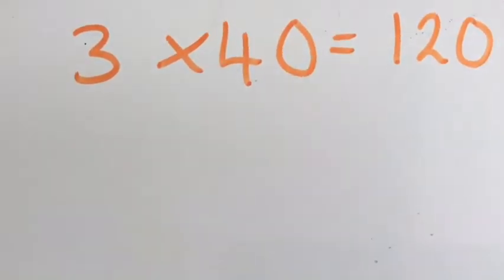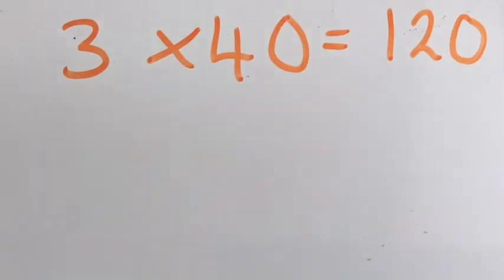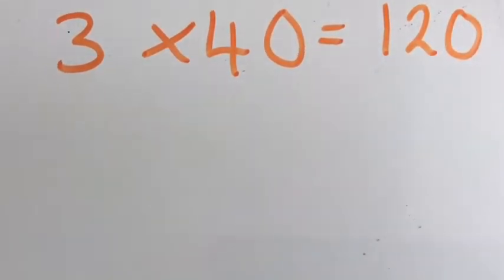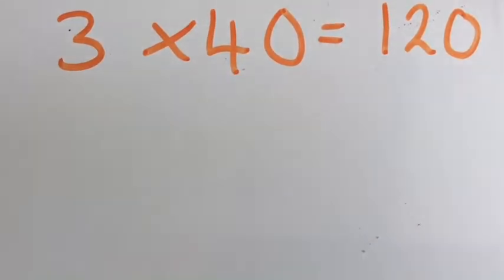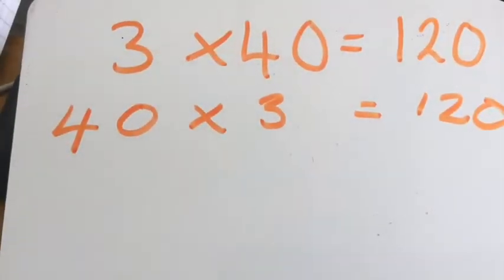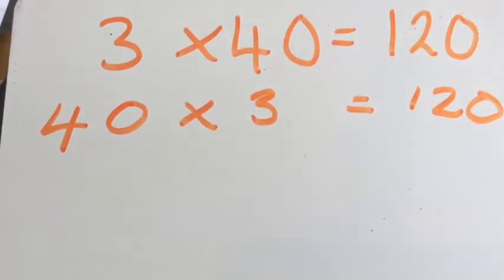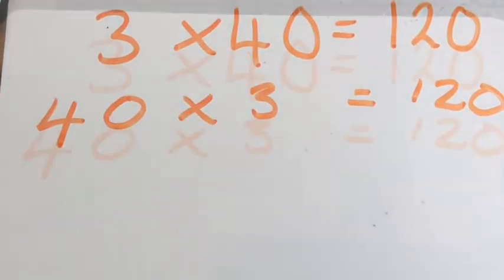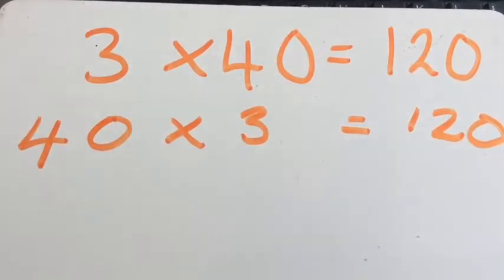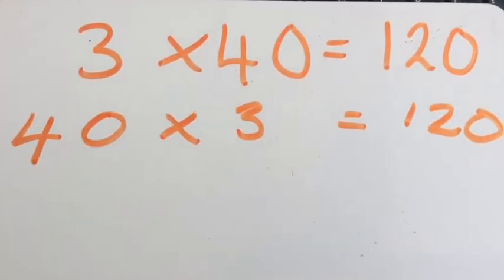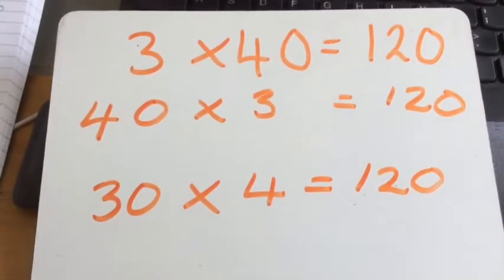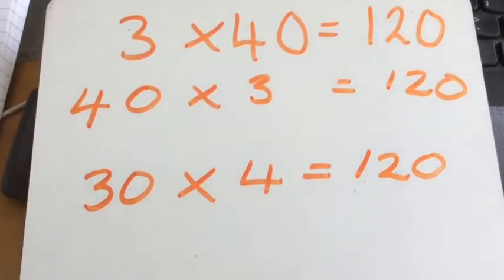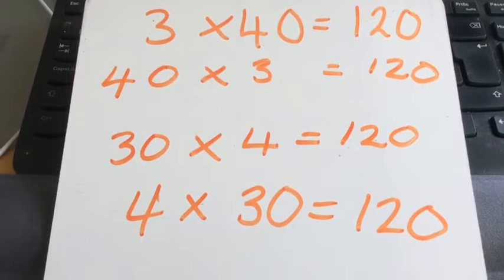Little activity here to think about this multiplication sum. If I tell you this, what other facts do we know? Well, of course, we could just swap the order of the numbers around because multiplication is commutative. You can also change where those zeros are. Look. And again, we can change the order of this one. Like so.